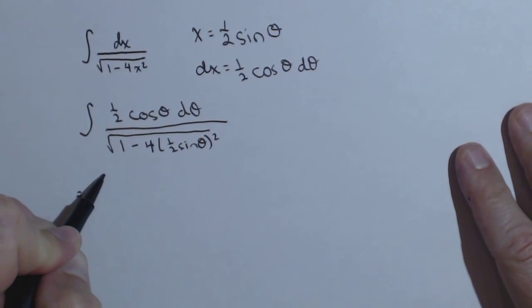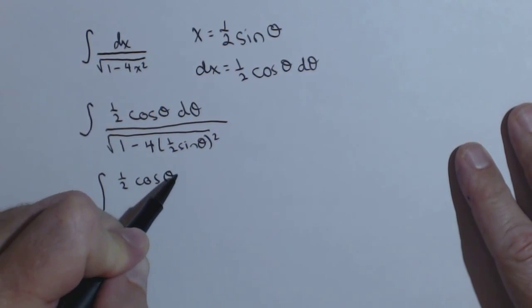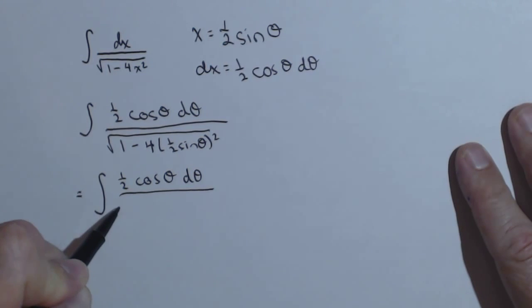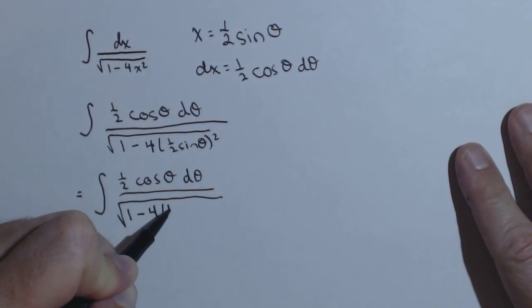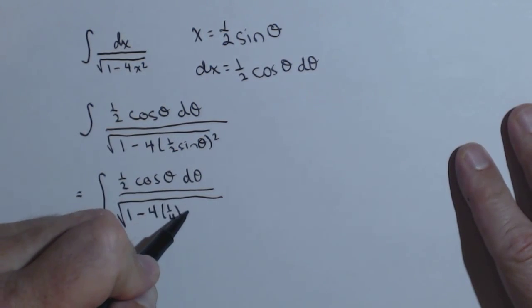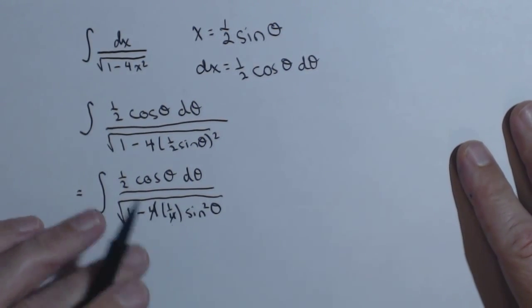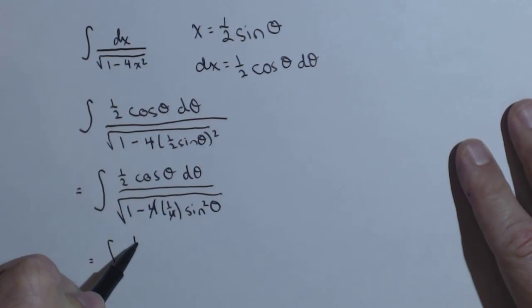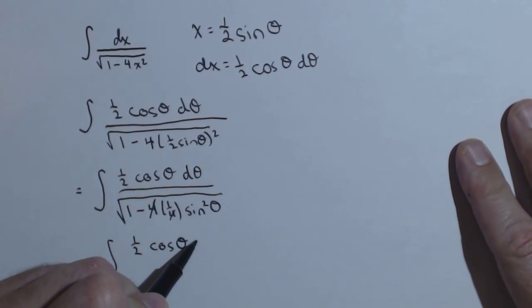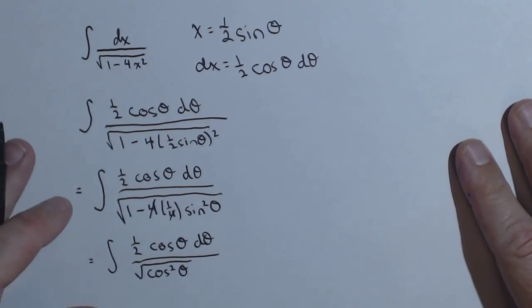Alright, so let's see what kind of simplifying we can do. Let's leave the top alone for right now. And on the bottom, you can kind of see why we had to include that 1/2. We're going to have 1 minus 4 times 1/4, because the 1/2 is going to be squared, sine squared theta. So those will cancel, and under the radical I get 1 minus sine squared theta. That's where we use the trig identity. So we get 1/2 cosine theta d theta on top. 1 minus sine squared is cosine squared, so we're getting basically the square root of cosine squared theta.